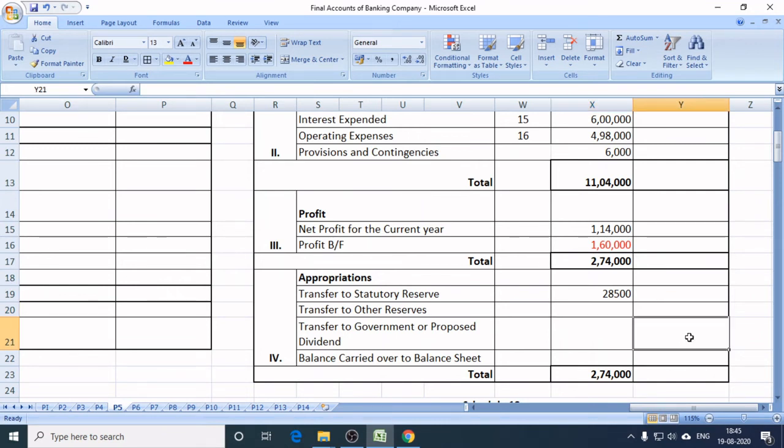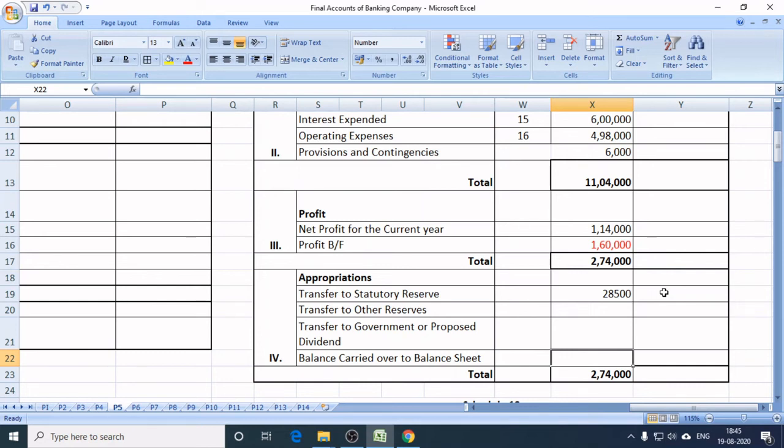Let me tell you here one more thing. Many times student makes mistake. They transfer the 25% of this total profit, total lifetime profit. Never make this mistake. You have to transfer 25% of current year profit only. That is 1,14,000. Now the remaining is the balance which will be carried to the balance sheet.